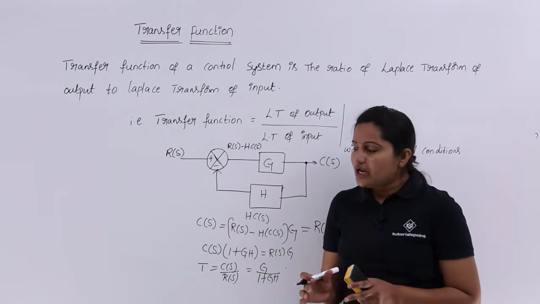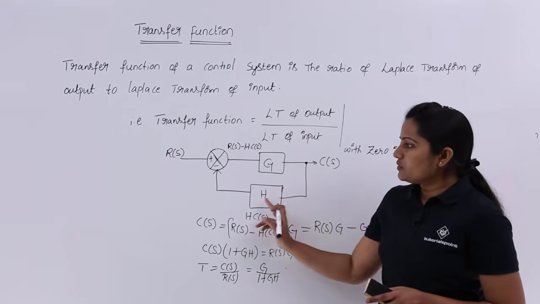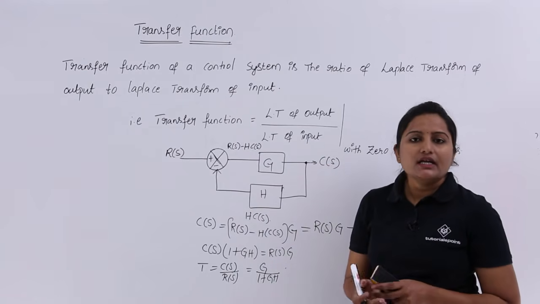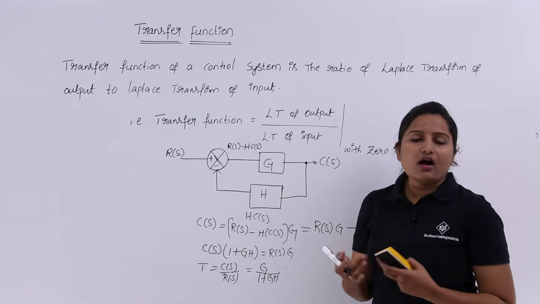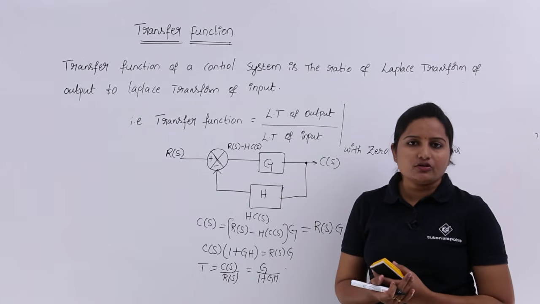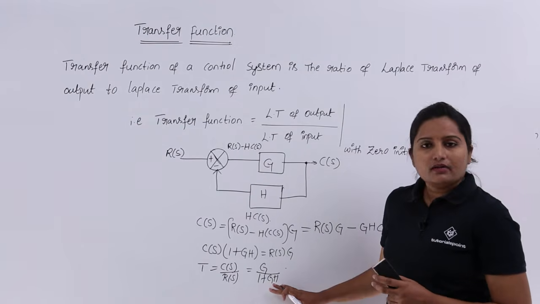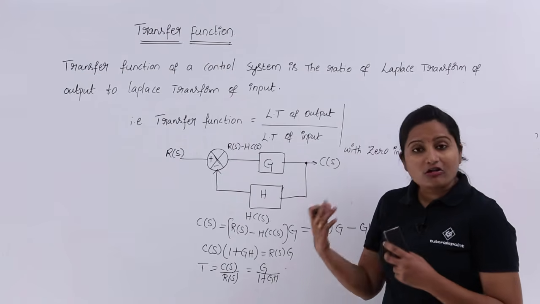In the next class, we will see how many types of feedback there are. This is the negative feedback system, and we have positive feedback also. In the next class, we will see how many types of feedback there are and how we write the transfer function of those positive and negative feedback control systems. We will see clearly there. For the negative feedback system, we are going to derive the same in the next class also, along with the positive feedback system.